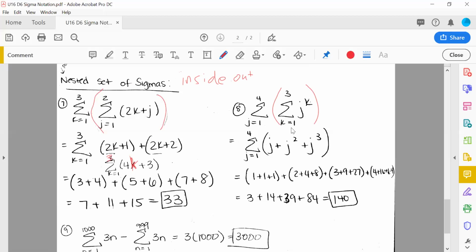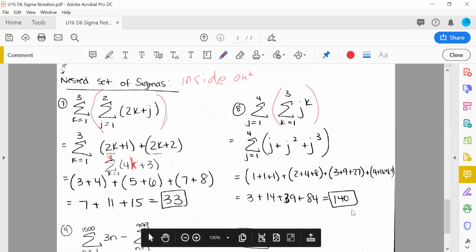All right, so the sum as k goes from 1 to 3 of j raised to the power of k. So plugging in k first. So it's going to be j to the first, then j squared, then j to the third. You've just done the inner sum. Now it's the sum as j goes from 1 to 4 of this term. So that's exactly what Mrs. Middleton did. 1, 1 squared, 1 to the third, 2, 2 squared, 2 to the third, 3, 3 squared, 3 to the third, 4, 4 squared, 4 to the third. Find 4 values, evaluate, get your overall sum.